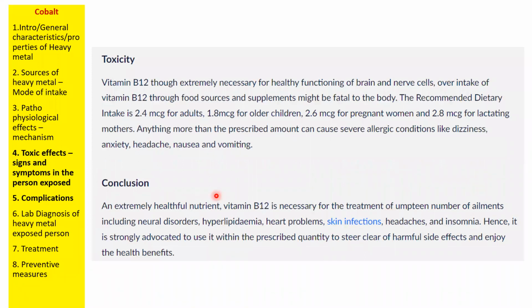Okay, so as I stated, conclusion of this cobalt story. So conclusion, cobalt is an extremely healthful nutrient. Vitamin B12 is necessary for treatment of umpteen, meaning a great multiple number of ailments, including neural disorders, hyperlipidemia, heart problems, skin infections, headaches, insomnia, even lack of sleep is associated with our cobalt and vitamin B12 activity. So hence it is strongly advocated to use it within the prescribed quantities to steer clear of harmful side effects and enjoy the health benefits of cobalt and vitamin B12. So very simply, we must have vitamin B12 supplementation regularly, and vitamin B12 can be given by this cobalt.